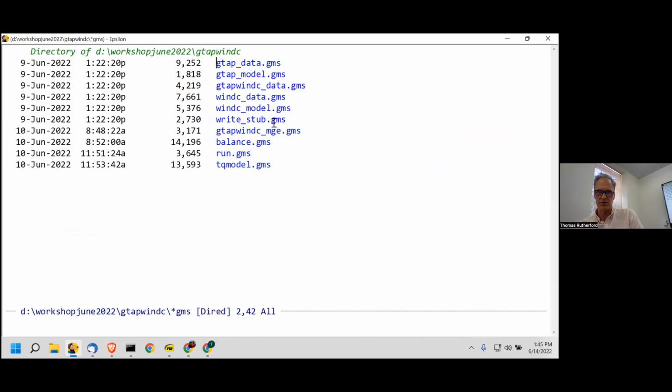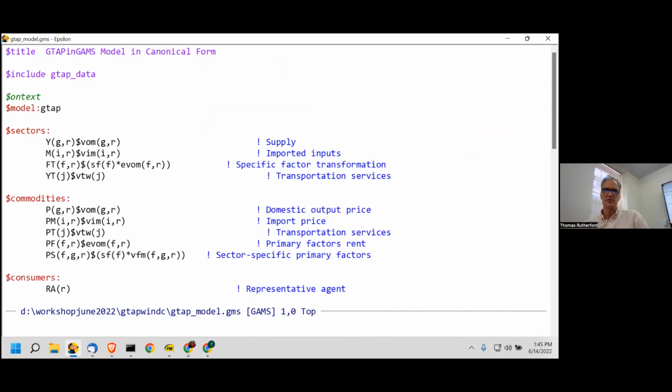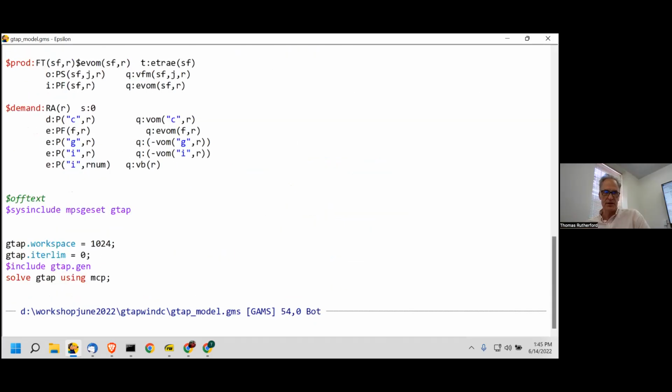The WiNDC data and WiNDC model are for the WiNDC data set and model, just national. There's no international. The international imports and exports are there, but there are no bilateral trade flows. The GTAP model does not have subregions. We have Y of G comma R of supply by commodity G, including consumption, investment, and the government, and by imported sectors M of I comma R, and it has factor transformation. That's the basic structure of the GTAP model. Again, that's documented here. It's not a very big model.